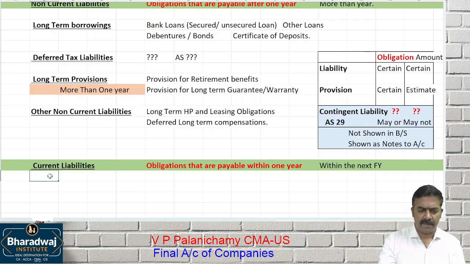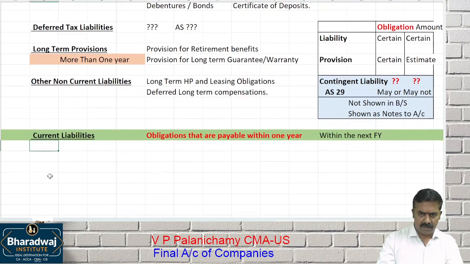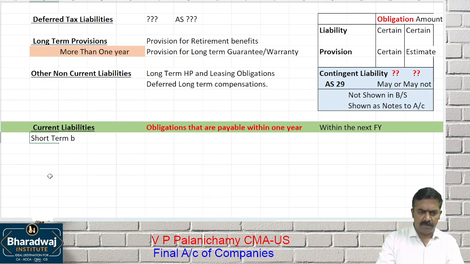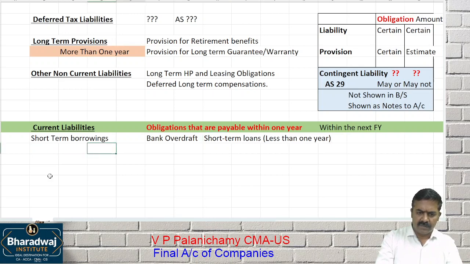Current liability, what are the headings? Short-term borrowings. Short-term borrowings include bank overdraft. Can you take an overdraft for 5 years, 6 years? No, bank OD. Then short-term loans taken for less than 1 year. Cash credits. Cash credit, not loan taken in cash, or OD taken in cash. Cash credits. So those things will come under what? Short-term borrowings. What is the next one?